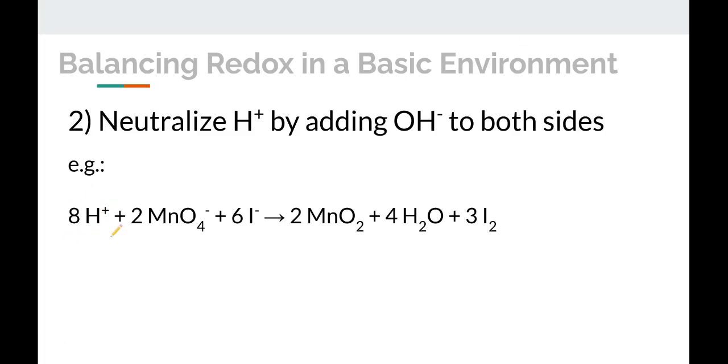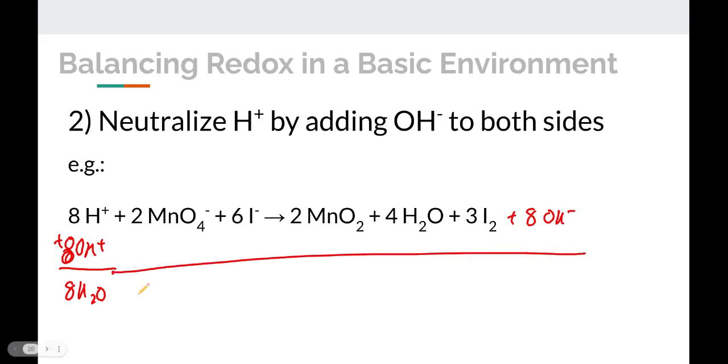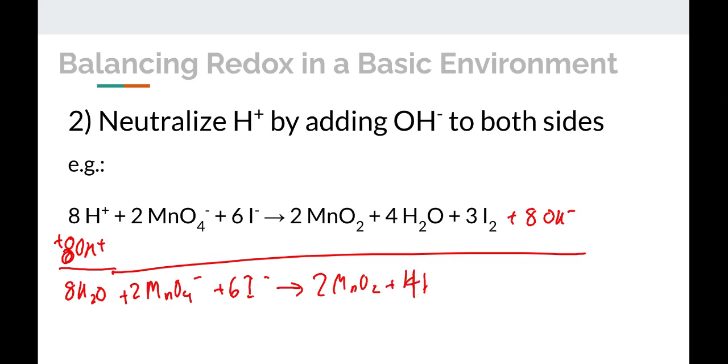I can't have these H pluses, so I'm going to add 8 OH minuses to the left-hand side, and this will basically neutralize to give you 8 water molecules. I can't add 8 OHs to only one side because it's an equation, so I have to do it to the other side too. Now when I add this all up, I have those 8 waters, plus everything that I already had: 2 MnO4-, plus 6 I-, 2 MnO2s on the right, 4 waters, 3 I2, and now I have this 8 OH-.